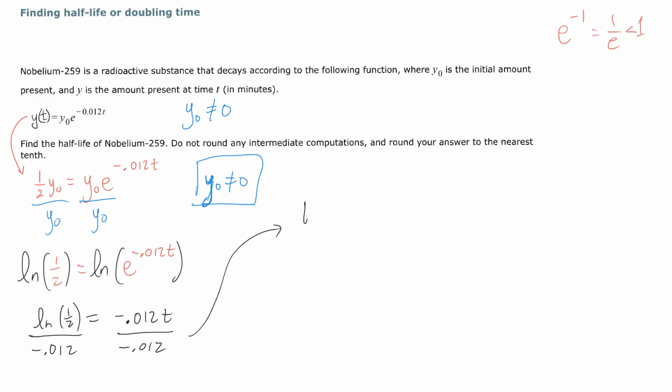And we finally get t. t is going to equal a negative number divided by another negative number. And of course, that's good, right? We don't want negative time. If you got negative time in your answer, you obviously made a mistake.